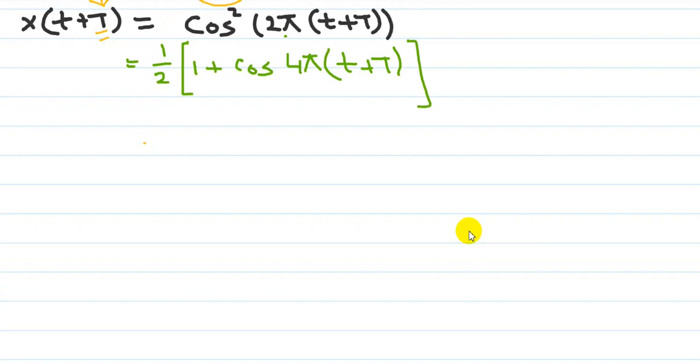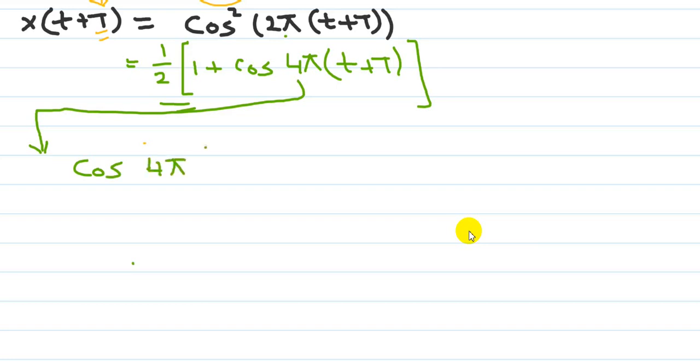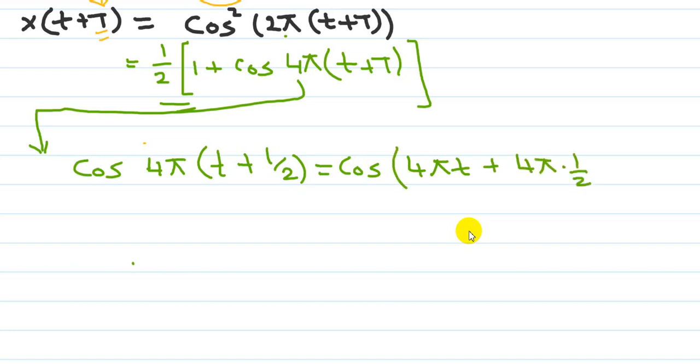Okay, so this thing will remain the same. Let me first check what I will end up with by substituting the value of capital T here. So cosine 4 pi t, the capital T here is half, so I'm just putting the half here. So I will get cosine 4 pi t plus 4 pi into half here. Okay, so this will give me 2 pi here.